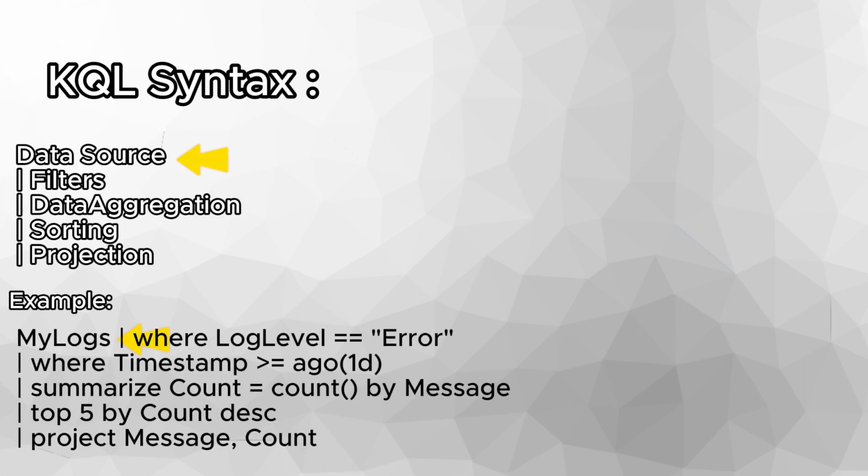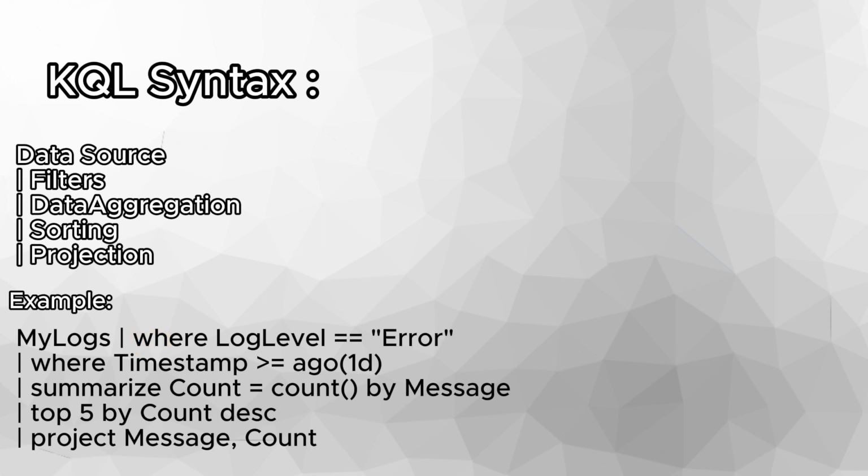First, we start by specifying a data source. Typically, you start your query by referencing a data source, which could be a table or dataset where your data is stored. In most cases, you will start by referencing a Kusto cluster, Kusto database, and a Kusto table where your data is stored.